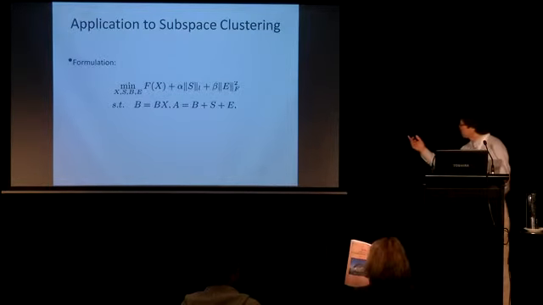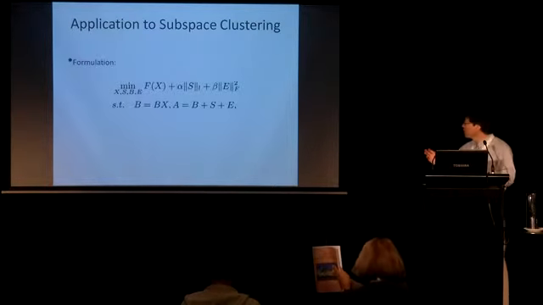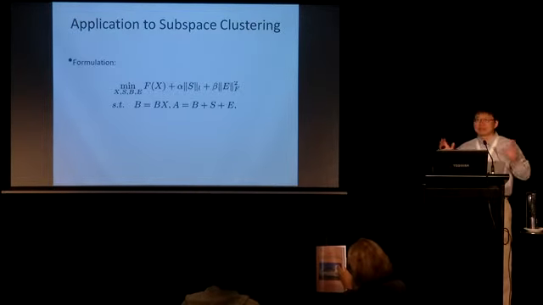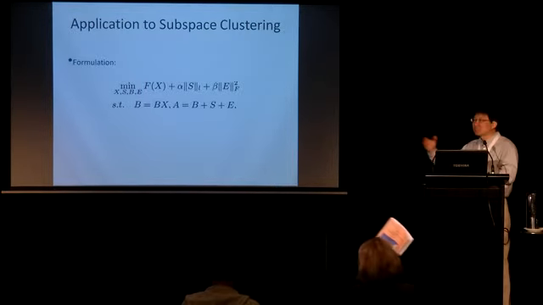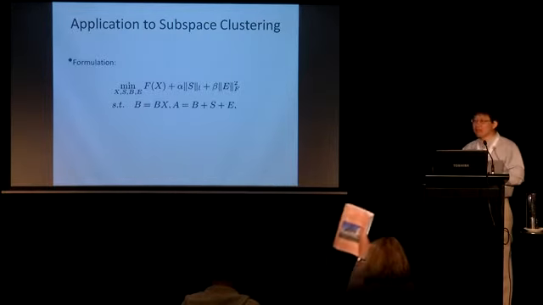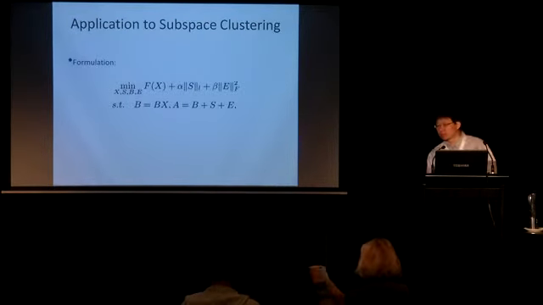Here, A is a data matrix. We decompose the data matrix into B plus S plus E. B is the underlying clean data, so it satisfies a property that B equals BX. This is the so-called self-representative property.